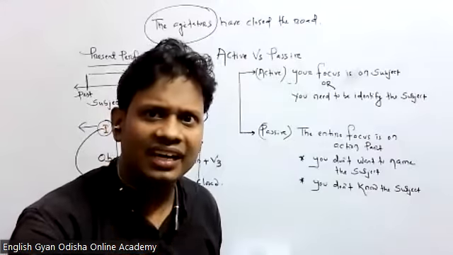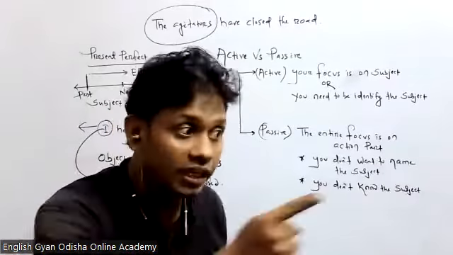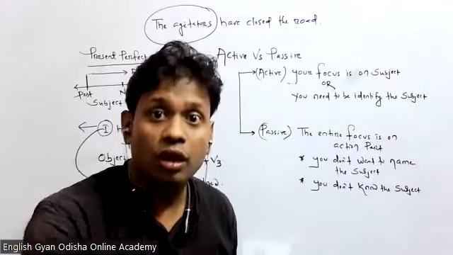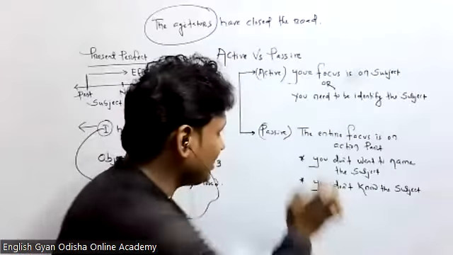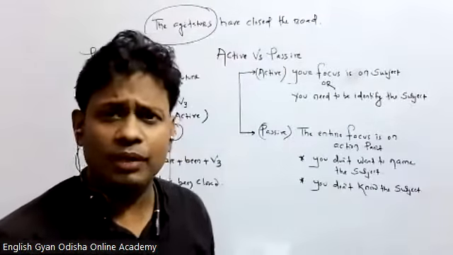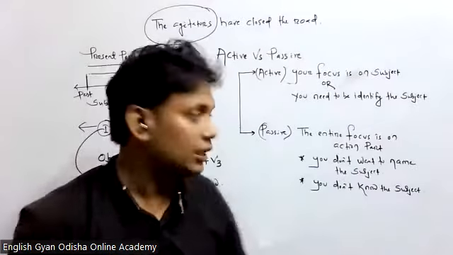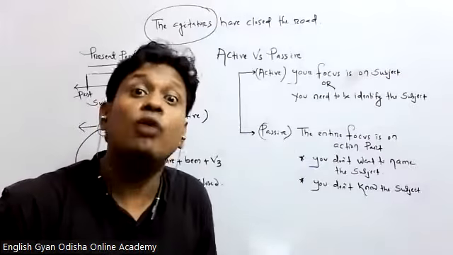A 5 lakh sales target has to be met by today. Who is going to do it? Hari is going to do it, Sam, Swan, or Robert is going to do it. I don't know. It has to be done. That's it. Whether you're in a corporate environment or in your day-to-day life, you are always using passive, but you don't know how to use it.